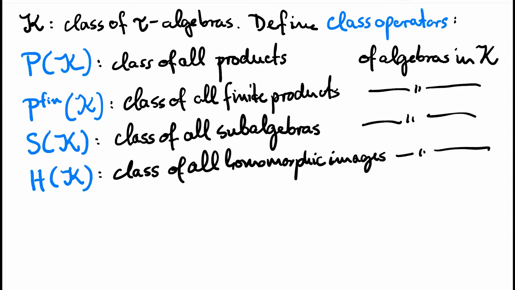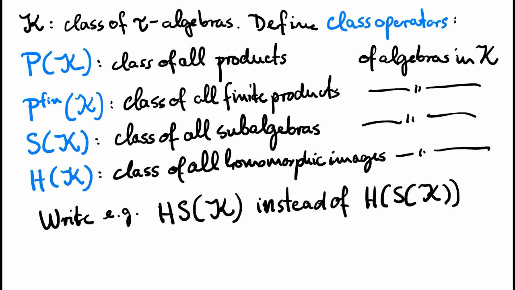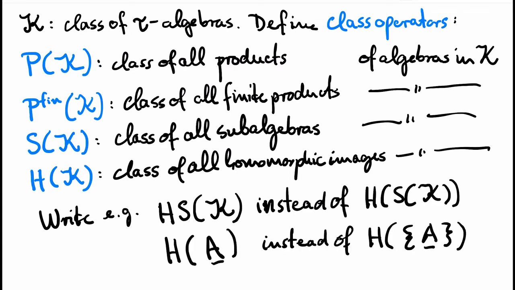When working with these operators, there are usually many brackets to write. So in order to save us some notational clutter, we write, for example, HS of K instead of H applied to S applied to K. And we write H of A for an algebra A instead of H applied to the class that just contains A. We now wonder what happens if we apply these operators over and over again. Do the resulting classes eventually stabilize, or can they keep growing and growing?